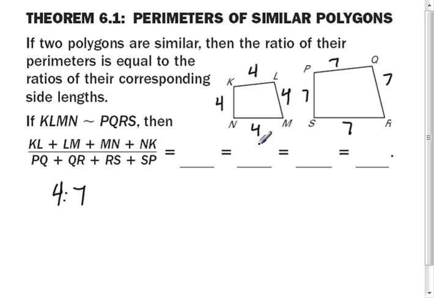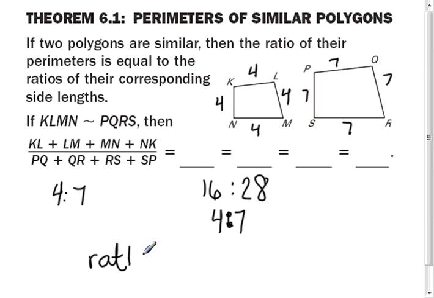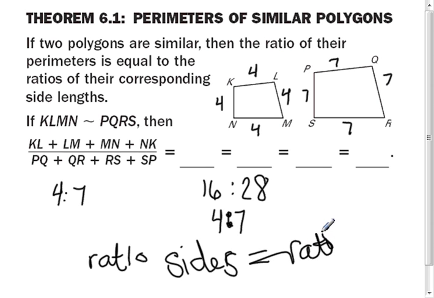So if you add these up, 4 times 4 is 16, 7 times 4 is 28. We could divide both of those by 4 and we end up with 4 to 7. So the ratio of the sides is equal to the ratio of the perimeters. That's a really important idea here. The ratio of the sides is always going to be equal to the ratio of the perimeters.